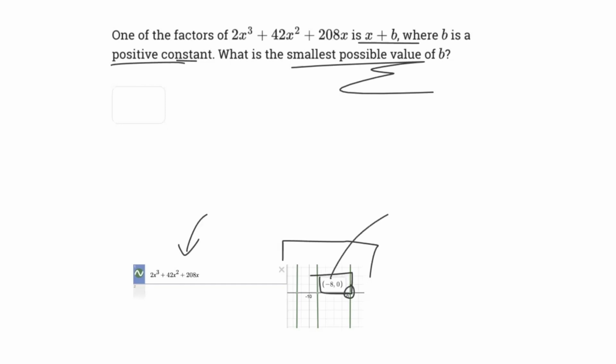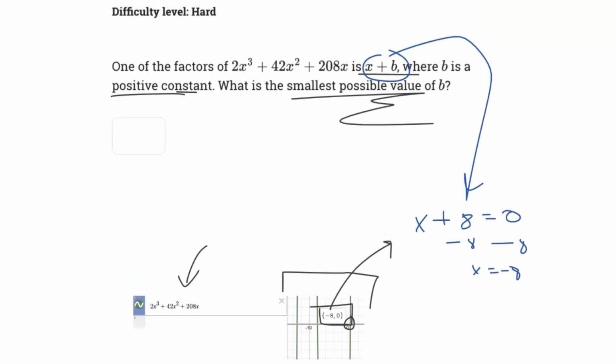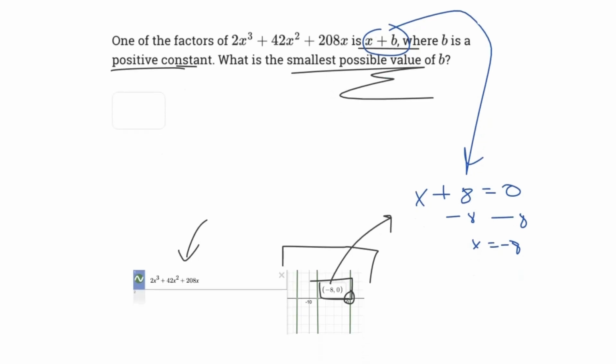Negative 8 is a solution, and therefore when it is written in factored form as x plus b, that is the same thing as x plus 8, right? Because if you set it equal to 0 and subtract 8 on both sides, you would get x equals negative 8. The long way to solve this is just to factor it out, right? Factor out 2x, and then you would factor x squared plus 21x plus 104, which gives you x plus 8, x plus 13. So it's pretty much the same thing, but we know here using Desmos that the smallest possible value, b, is 8.